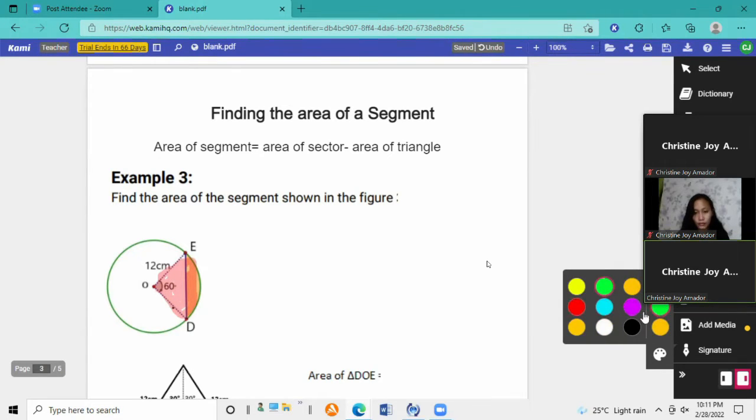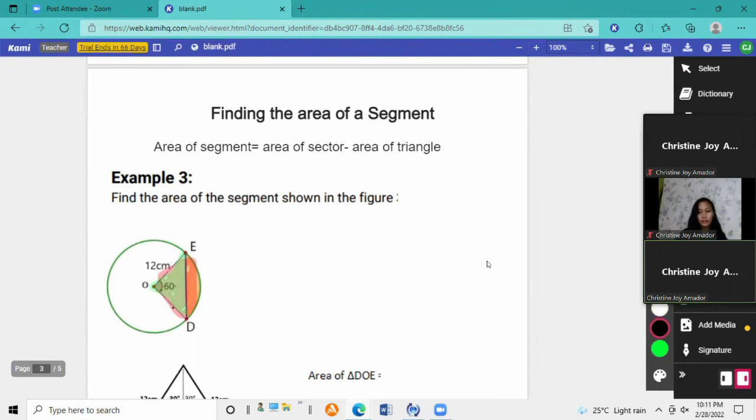minus the area of a triangle. If we subtract the area of a sector minus the area of the triangle, this is our triangle, we have the remaining part, and that one is the area of our segment. Again, in finding the area of a segment, we first need the difference of the area of a sector and the area of our triangle.